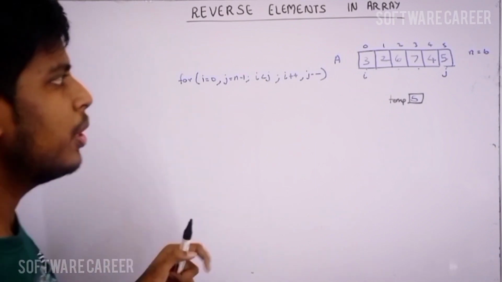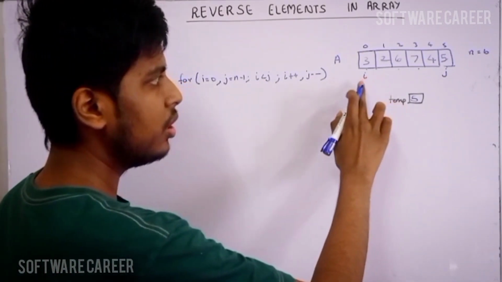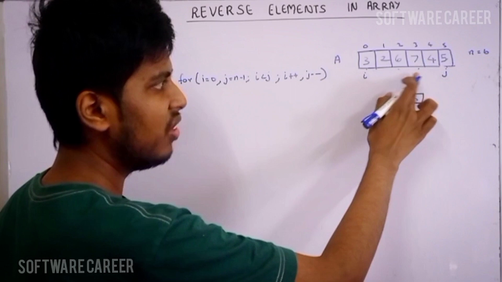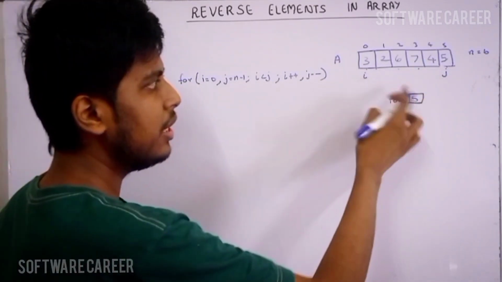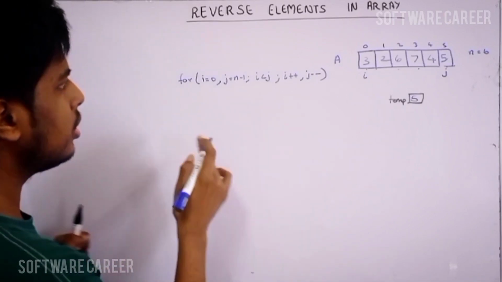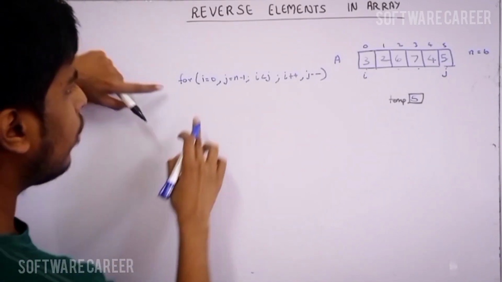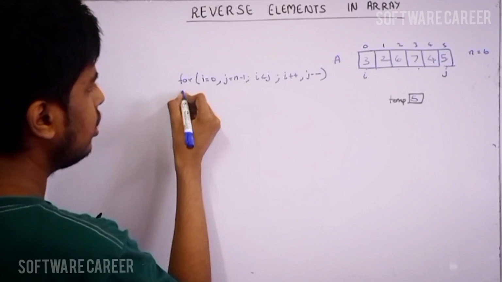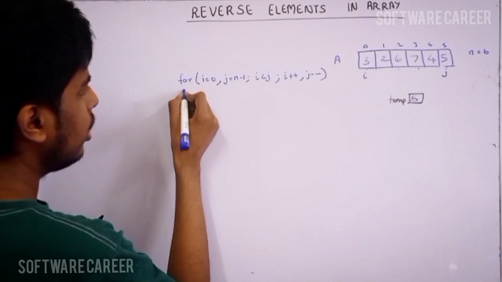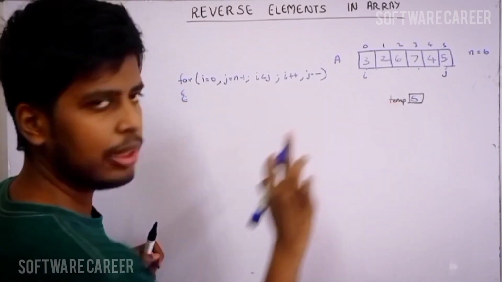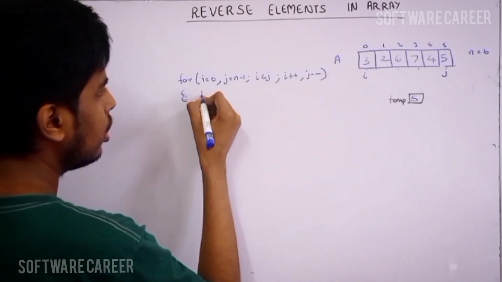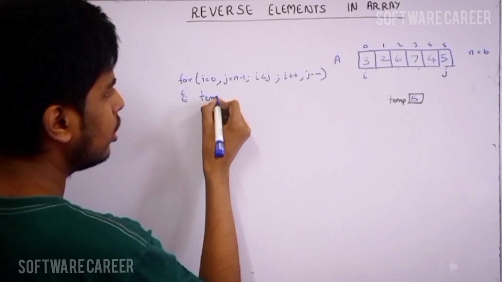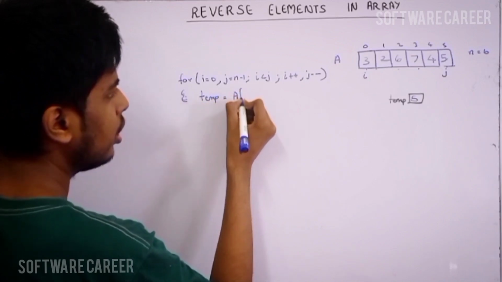Now this is the for loop. It will travel 1 by 1. i will be traveling 1 by 1 forward and j will be traveling 1 by 1 backward till i is less than j. When i is greater than j, it will stop. This is the condition. Now after making this condition, inside I should have another variable temp for storing this A of i. Temp equals A of i.